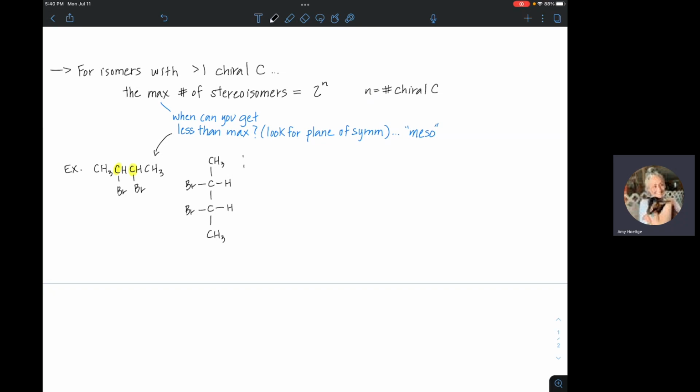And I'm going to draw my little mirror plane here, and I'm just going to bang out its enantiomer. So you have 2 stereoisomers. If this is looking in the mirror, this is what it sees.